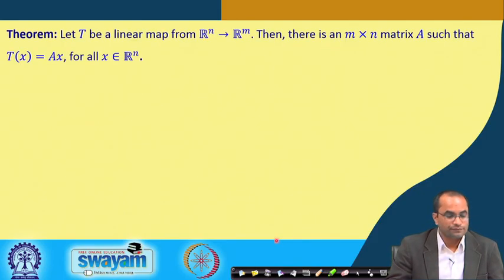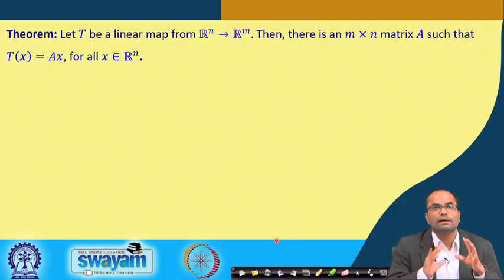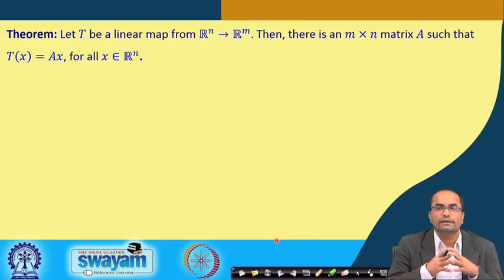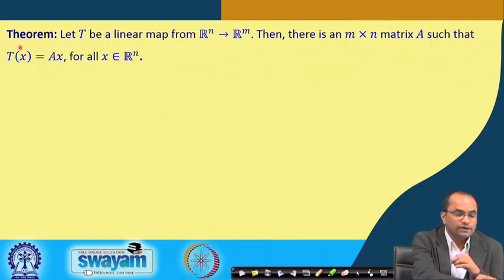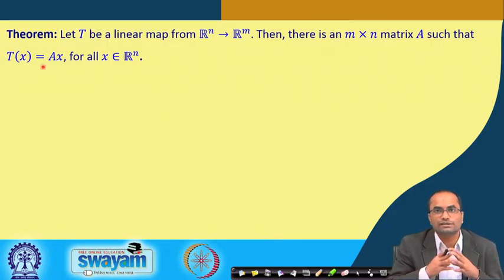Well, now there is another nice result: if T is a linear map from R^n to R^m, then there is always an m cross n matrix A such that this T x you can represent in terms of this matrix A.